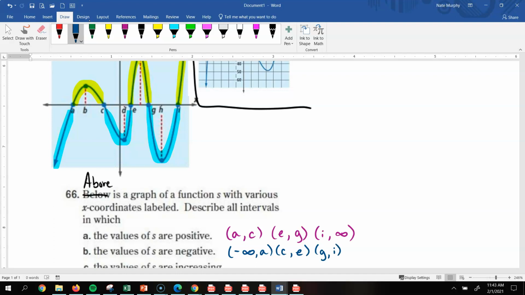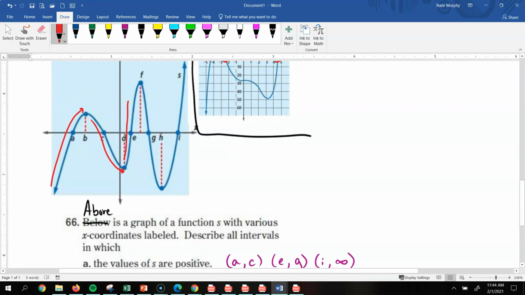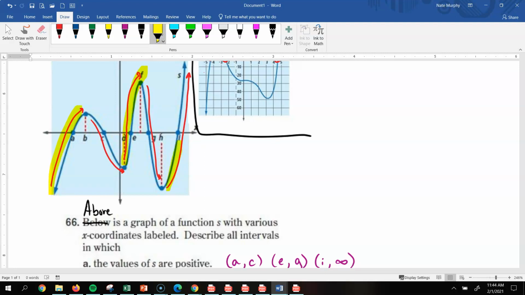And where is it increasing? Well, we read a graph from left to right. So we would say it's increasing up until we get to b, and then it would be decreasing. Then it's going to be increasing up to f, and then it's going to be decreasing until we hit g, and then it's going to be increasing. So the spots where it's increasing are these intervals.